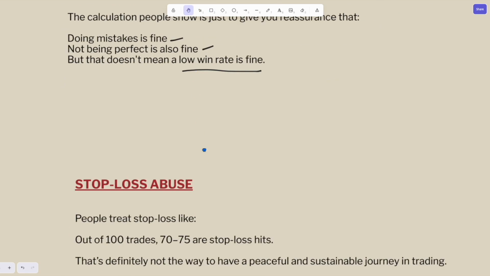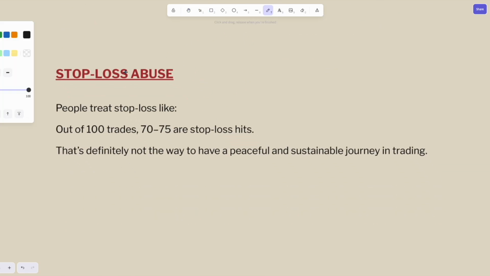I'm pretty sure you would have seen it. I call it stop loss abuse. People treat stop loss like out of 100 trades, 70 or 75 are stop loss hits, and that has been normalized. And as I said, it's not the way to have a peaceful and sustainable journey. I'm talking about trading for years and years and years. It's not, I'll wait for a bull run, make money, and get out. No, no, no. I'm not doing that. At least I cannot do that.